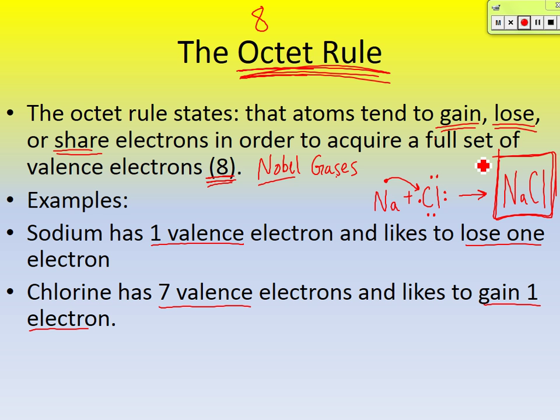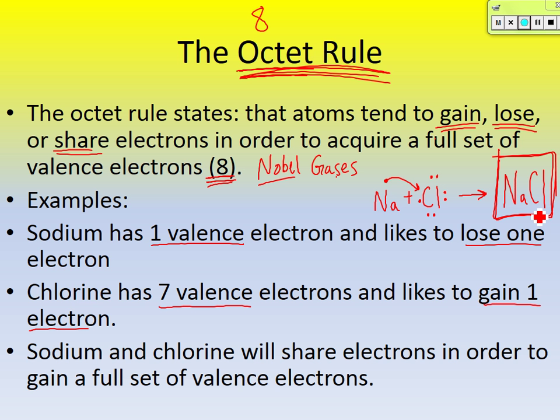And they do that by making sure that they find somebody else on the periodic table that when they come together, they can have that 8 valence electrons, like sodium and chlorine here. Anyway, hopefully that kind of makes sense. It's kind of a preview of what's coming in the course. So like it says, sodium and chlorine will share electrons in order to gain a full set of valence electrons, which is 8. And they obey the octet rule.